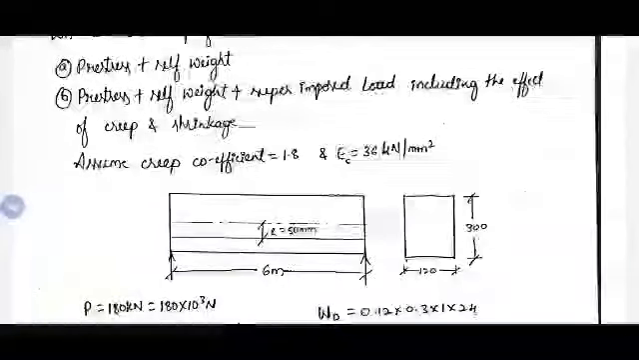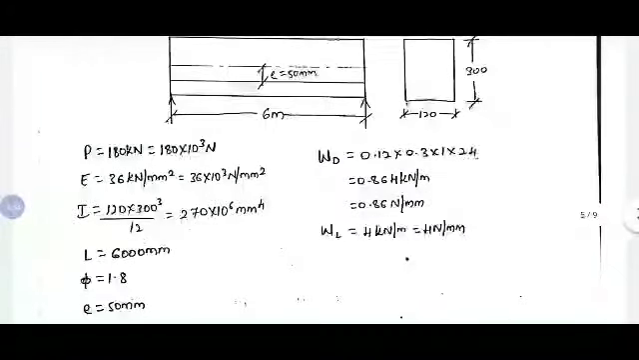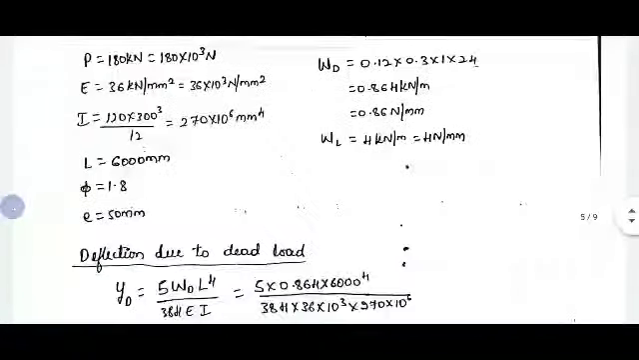We know for a straight tendon, the bending moment diagram due to pre-stressing force will be a rectangle itself with a magnitude of pre-stressing force into eccentricity. So P is 180 kN, E is 36 kN per mm square, I is 270 into 10 power 6 mm power 4, WD is cross section into density of concrete, WL is directly given, length of the beam is 6 meter, phi 1.8 and eccentricity 50.